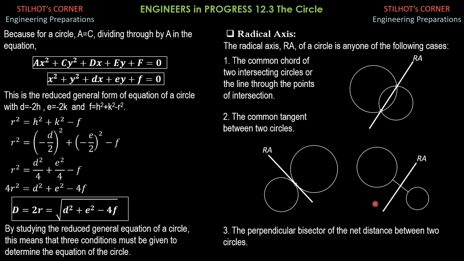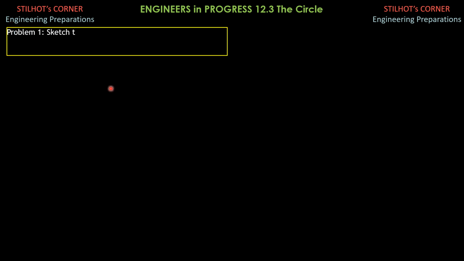So again, to determine the equation of the radical axis, eliminate the x squared and y squared terms from the reduced general equation of a circle. So finally, we have to sketch graphs of circles, first circles with center at the origin, and then all you have to do is find the radius. There are 4 exercises in this video.